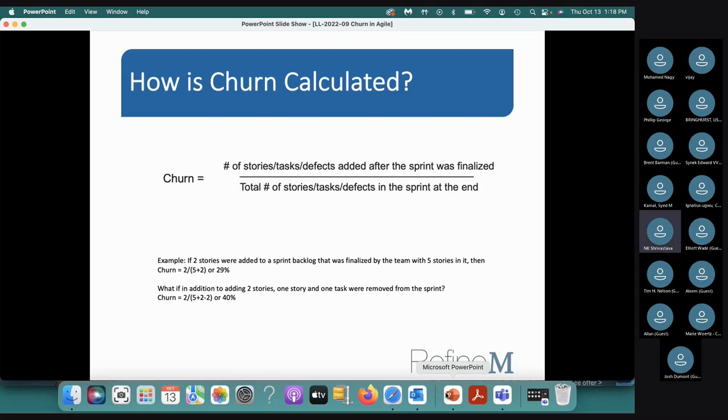You added 2, you removed 2, right? So at the end, you are left with the original 5, but your churn actually goes up. So your churn is now 2 divided by 5 instead of 2 divided by 7. So if you add and remove, see what it is doing, it is creating more unpredictability.